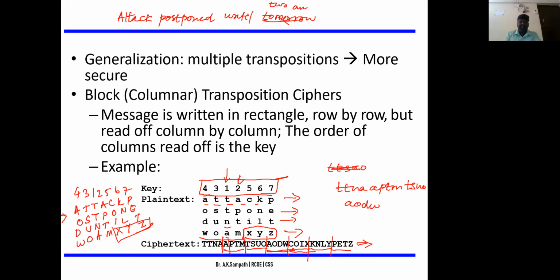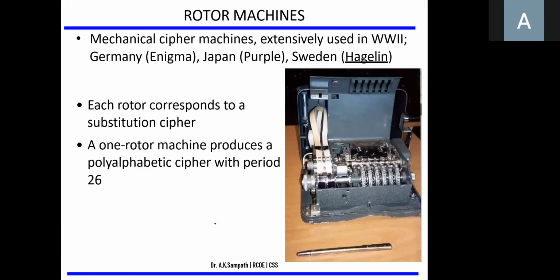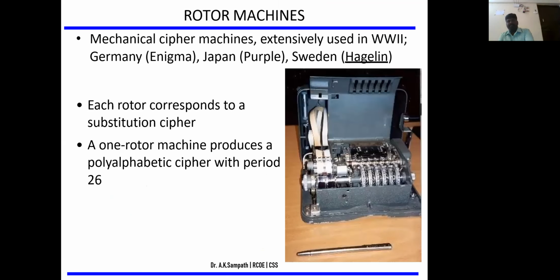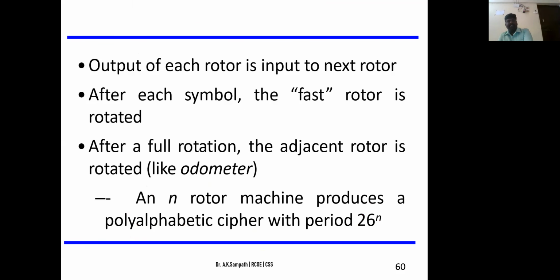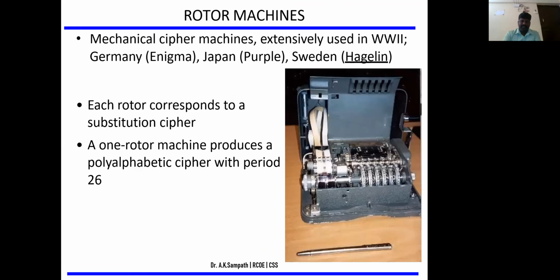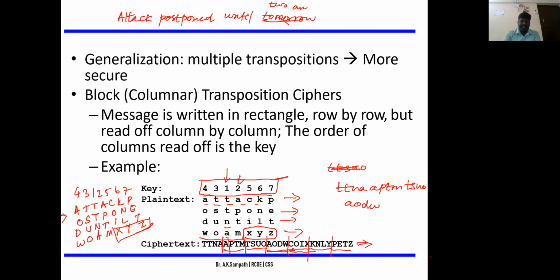Are you all clear with these points? Yes, sir. Thank you. With this we'll complete today's session. The remaining 2-3 techniques, rotor machines as well as the steganography concepts, I'll try to cover in the next session, which may require more attention.